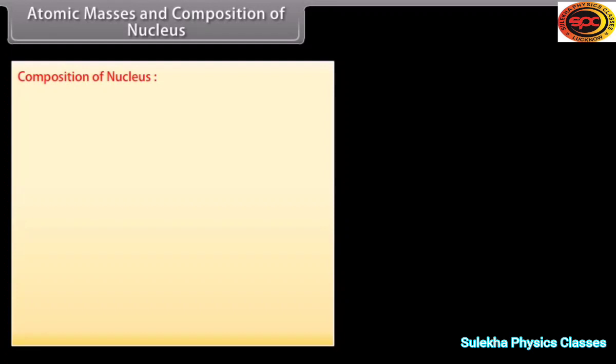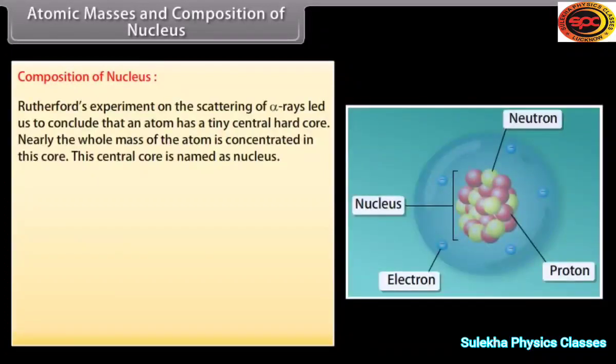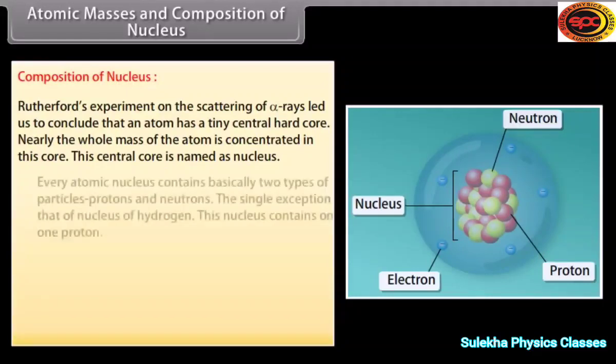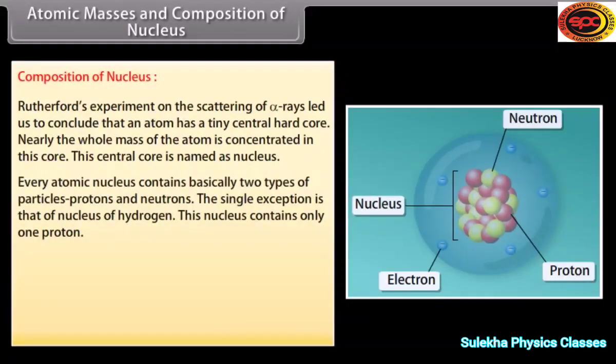Composition of nucleus. Rutherford's experiment on the scattering of alpha rays led us to conclude that an atom has a tiny central hard core. Nearly the whole mass of the atom is concentrated in this core. This central core is named the nucleus. Every atomic nucleus contains basically 2 types of particles, protons and neutrons. The single exception is the nucleus of hydrogen. This nucleus contains only 1 proton.